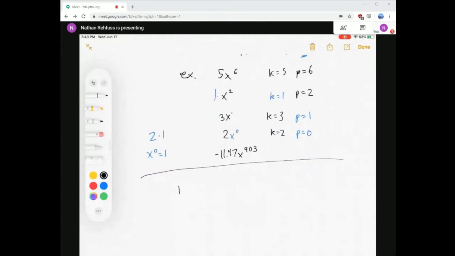A polynomial, well, poly means many. And no, I definitely have given this part of the lecture before. Okay, we'll be on new material in a second. This is review.